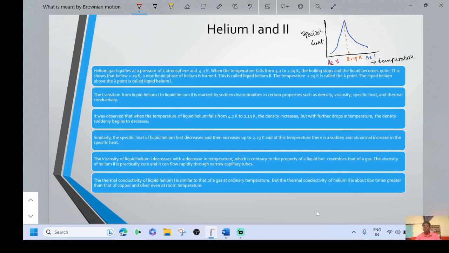See the specific heat curve. The specific heat of helium increases gradually if the temperature is increased. At 2.19 Kelvin, the specific heat decreases rapidly. The liquid helium below 2.19 Kelvin is called helium 2. Above 2.19 Kelvin is called helium 1.